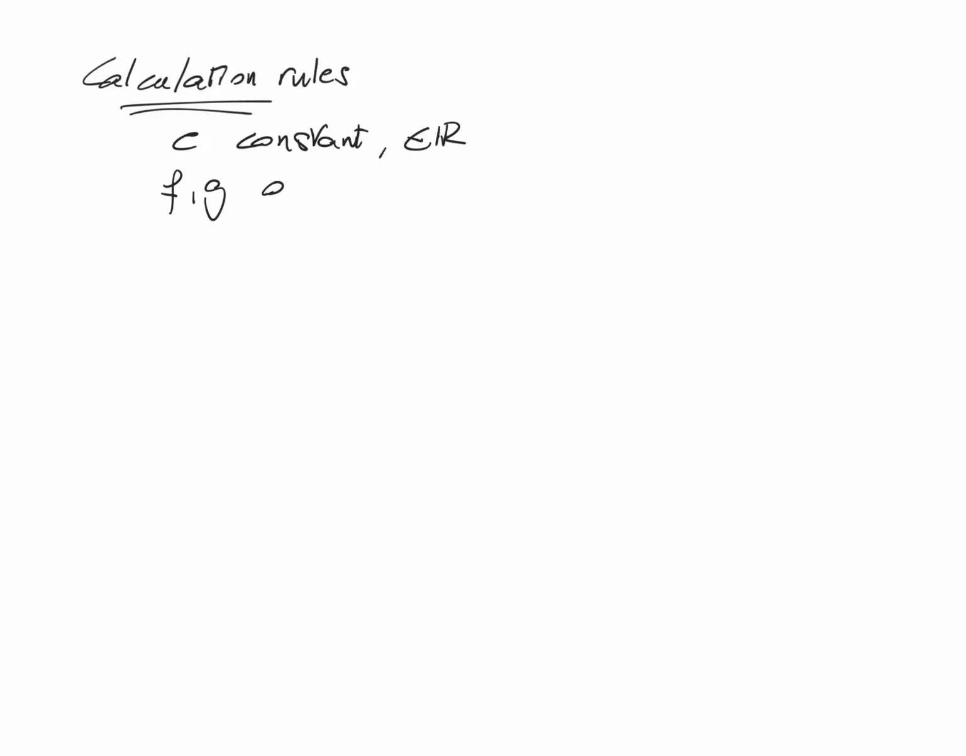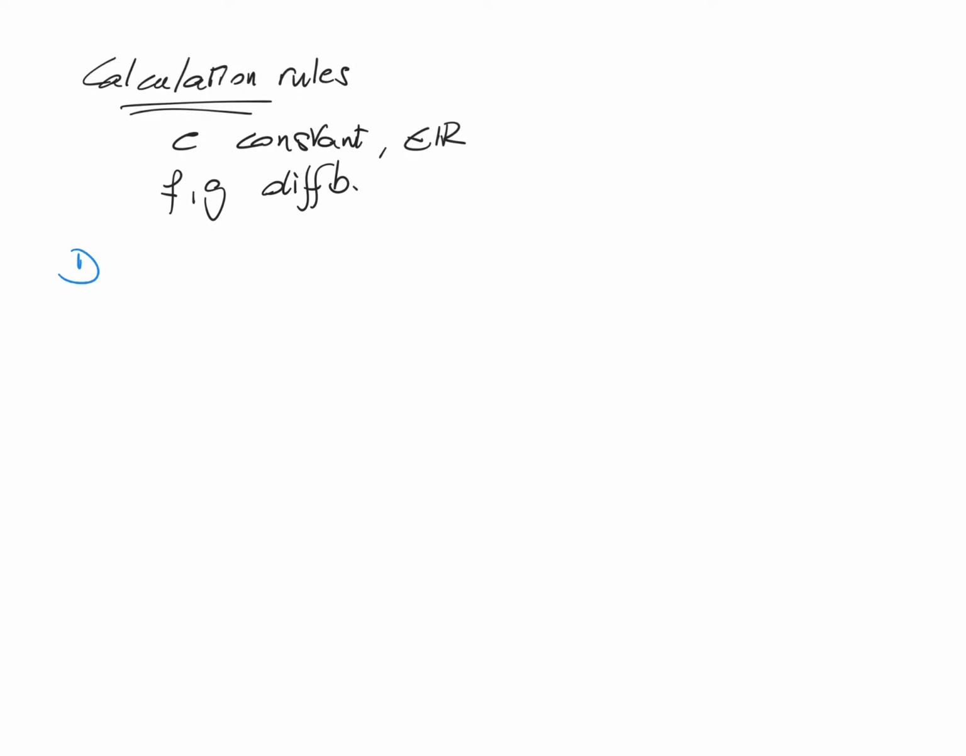Now, how do we calculate the derivative? So we will be looking now at the calculation rules for derivatives. Assume that we have c, a constant and a real number, and we have two functions, f and g, which are differentiable.